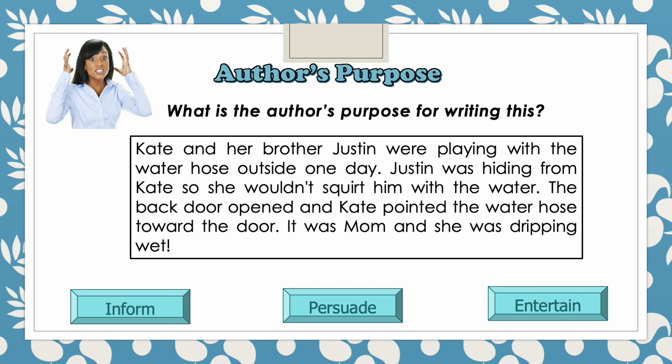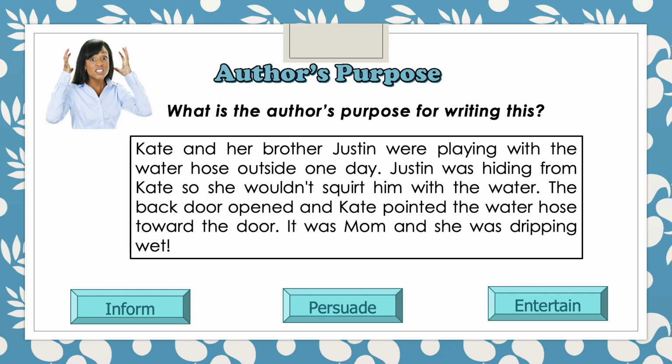Kate and her brother Justin were playing with the water hose outside one day. Justin was hiding from Kate so she wouldn't squirt him with the water. The back door opened and Kate pointed the water hose toward the door. It was Mom, and she was dripping wet.